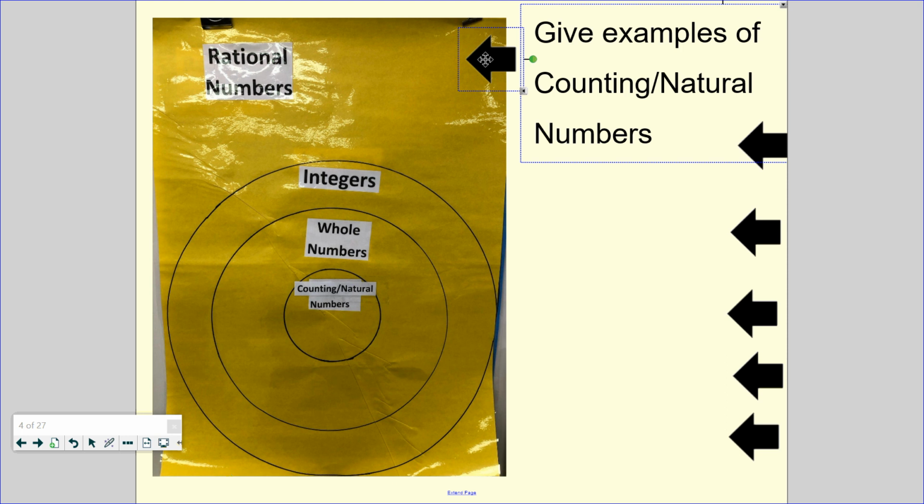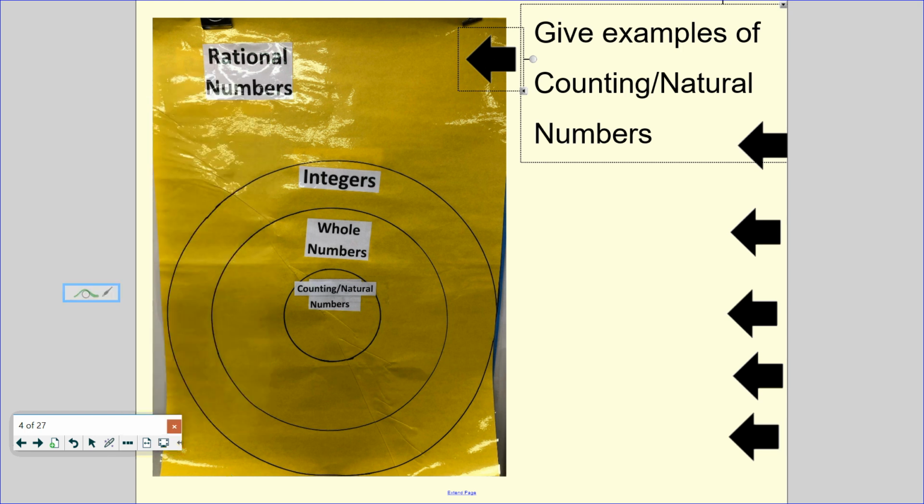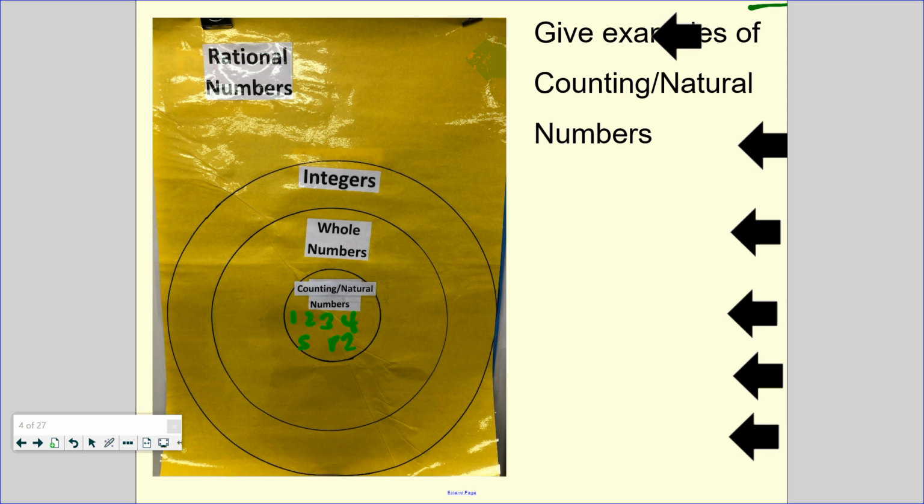1, 2, 3, 4. So you know what? I'm going to write it down here. We have 1, 2, 3, 4, 5, and like maybe 12. We can count with up to 12. 1, 2, 3, 4, 5, 6, 7, 8, 9, 10. Count with the next finger, 11, 12. So examples of counting or natural numbers are numbers you can count with your fingers, 1 through 12. You can count all the way to 100 if you want to. I wouldn't recommend it, but you could.